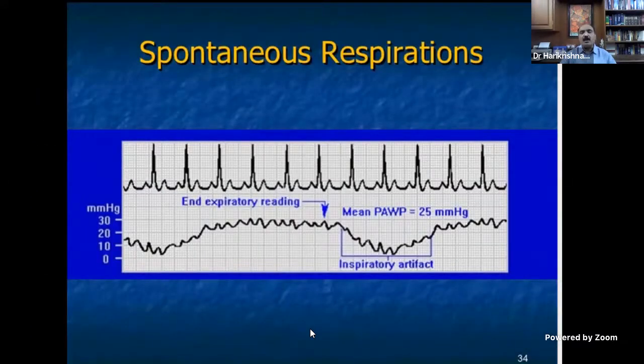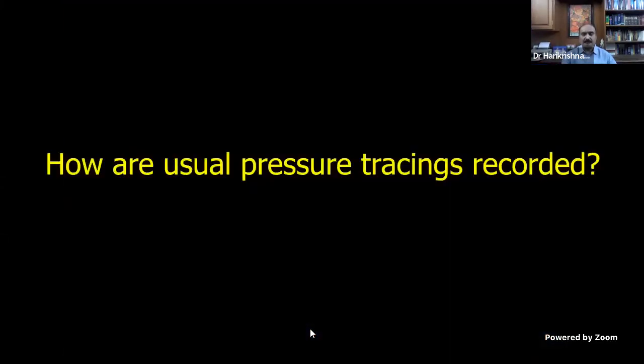When you record pulmonary capillary wedge, you have seen that there is a significant respiratory variation. So when will you measure when such a variation is there? You have to measure at the end expiration. At the end expiration, that is very, very important. Some of the cath lab machines have a respiratory sensor also. You can use that. Otherwise, you have to do it manually.